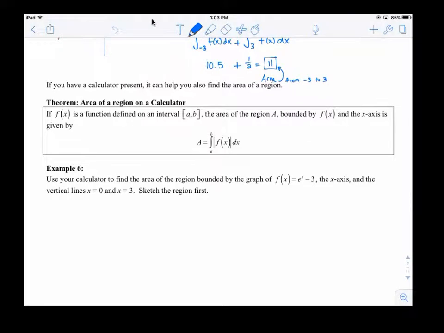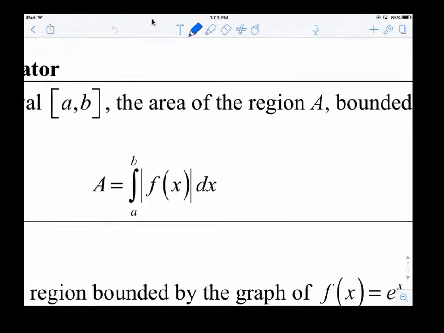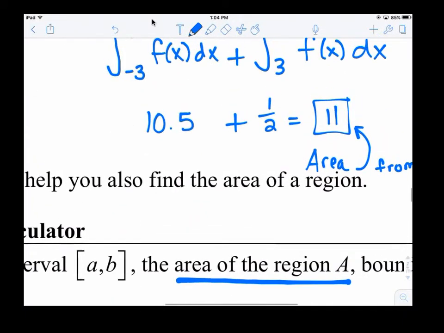So, if you guys are allowed to have a calculator with you, and they're asking for the area, what we can do is put the function that we're talking about in absolute value signs, and then find the definite integral. It would not be the same number otherwise.